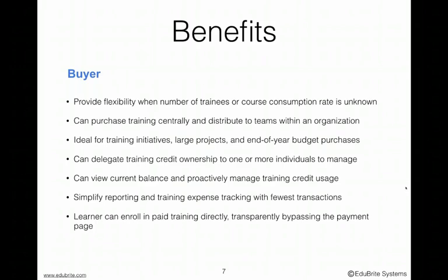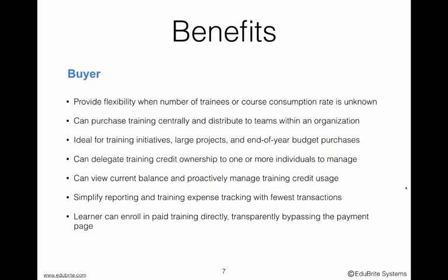The buyer can delegate the training credit ownership to one or more individuals to manage and assign. So the buyer doesn't have to be the one to manage that. And then that owner can view the current balance and proactively manage their training credit usage. So they can see how much is left, how much has been used, and the remaining balance.